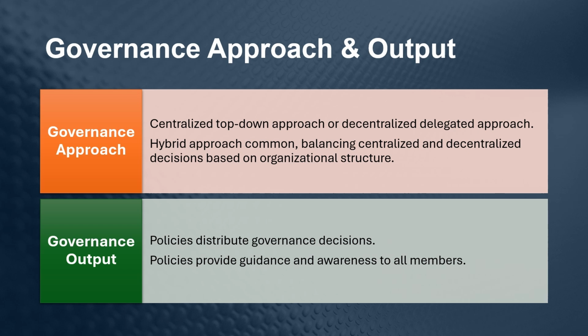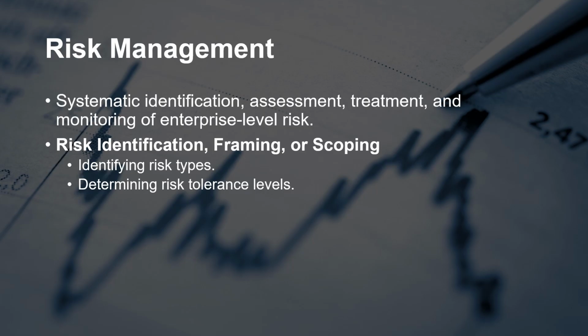Moving on to risk management, which involves the systematic identification, assessment, treatment, and monitoring of enterprise-level risks. Risk identification, framing, or scoping is the first step, where we identify different types of risks and determine the organization's tolerance levels for these risks.